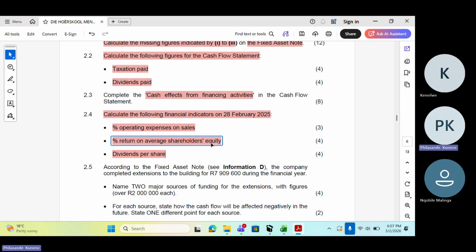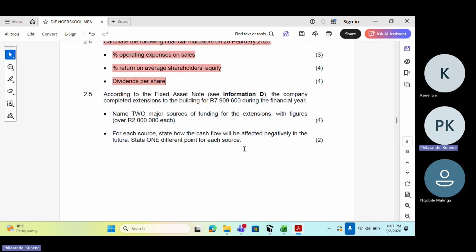Those are the things that we're still going to look at. But here, we're going to calculate these financial indicators. And when you're doing a financial indicator, you have to be able to calculate it, but also you must understand the meaning of the financial indicator. What does it mean? Okay.